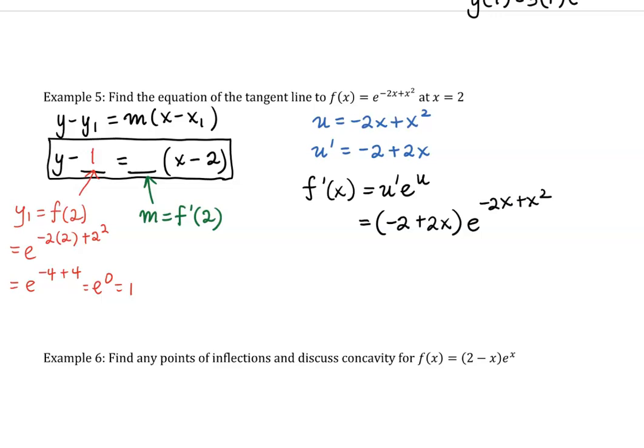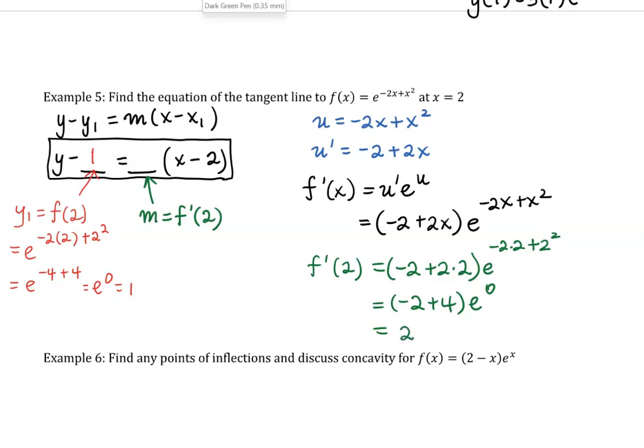And then to get our m value, we are going to be plugging 2 into this derivative. So we have negative 2 plus 2 times 2 multiplied by e to the negative 2 times 2 plus 2 squared. So we have negative 2 plus 4. I'll go ahead and write that. Negative 2 plus 4 e to the 0. E to the 0 is just 1, and so all of this is just equal to a positive 2 because we have 2 times 1. So I'll fill in a 2 there for our slope, and that gives us our answer for the equation of that tangent line.